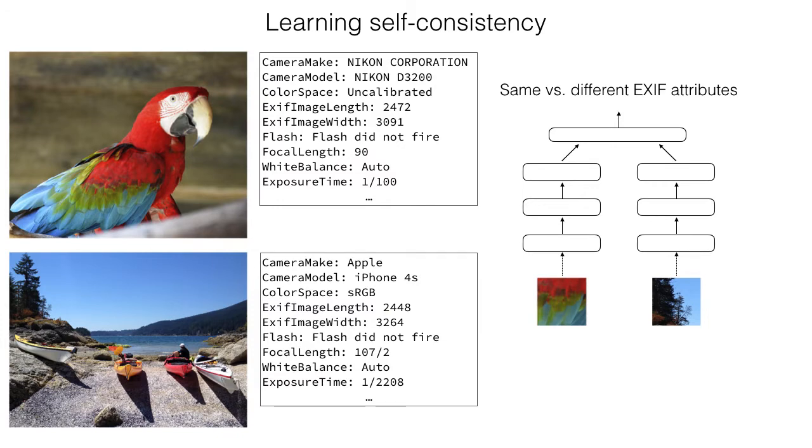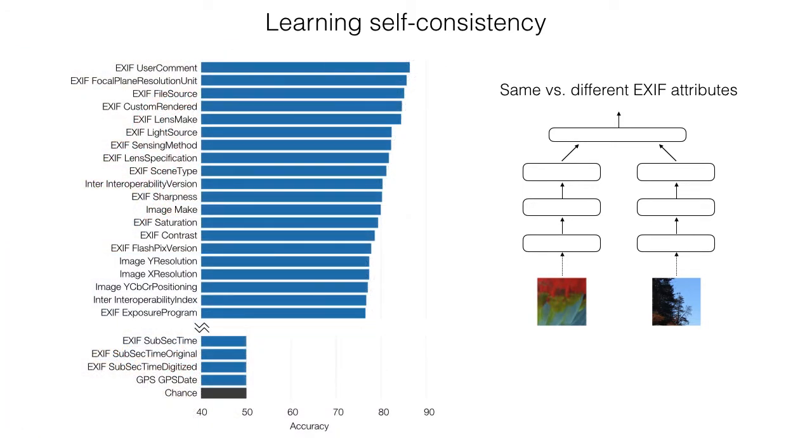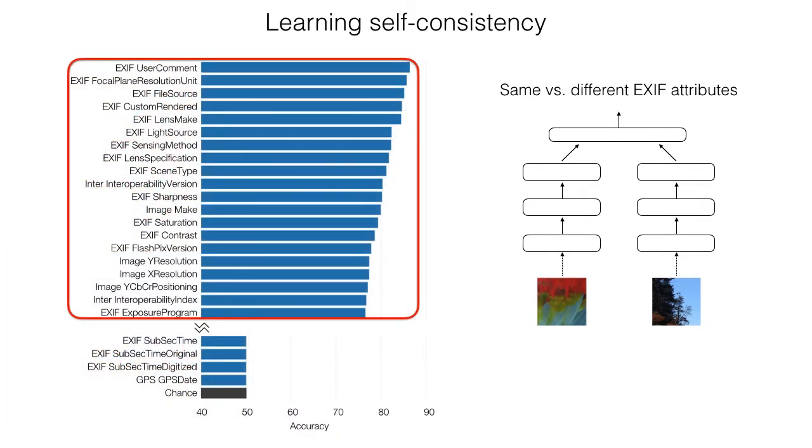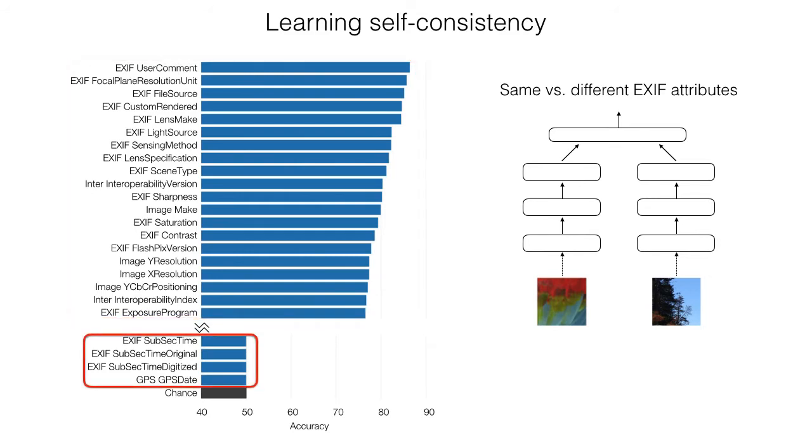When we evaluate the accuracy for our individual EXIF tags, we see that the attributes related to the imaging pipeline are highly predictable, while other attributes, like the date the photos were taken, perform no better than chance.